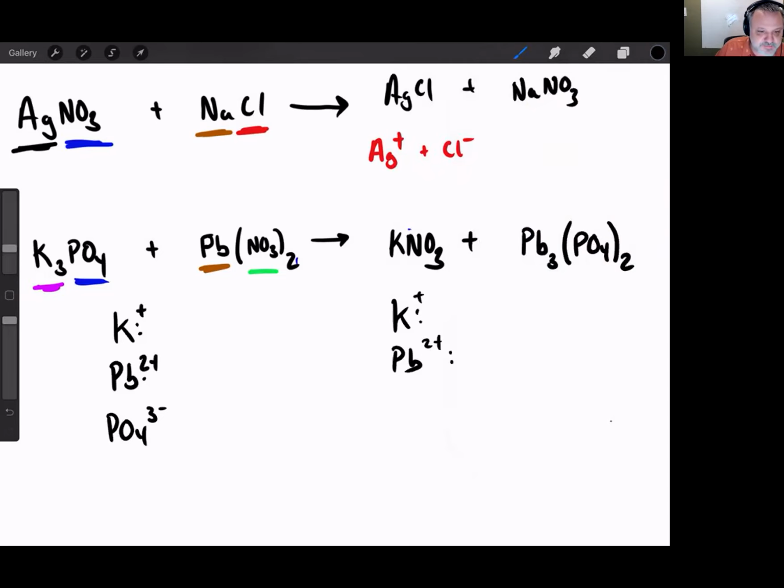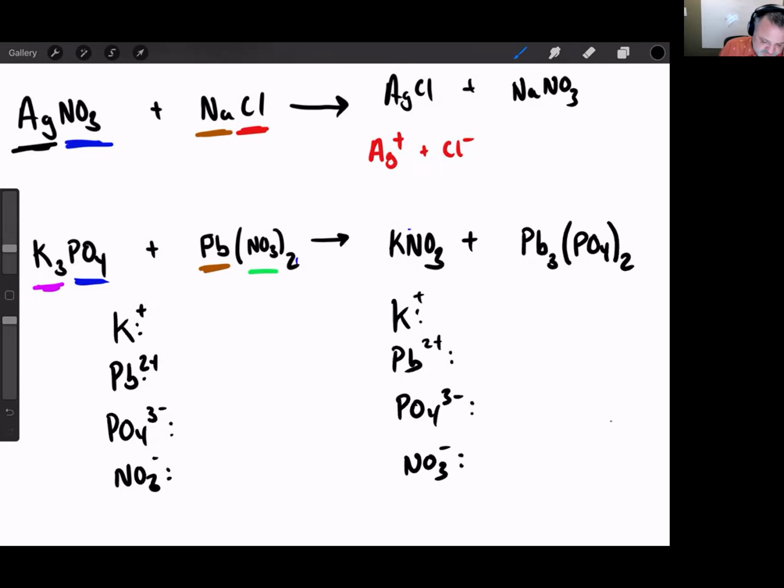You can balance the polyatomic ion as an entire unit. And this works every time, as long as the formula didn't change. As long as phosphate stays phosphate and nitrate stays nitrate, you can do this.